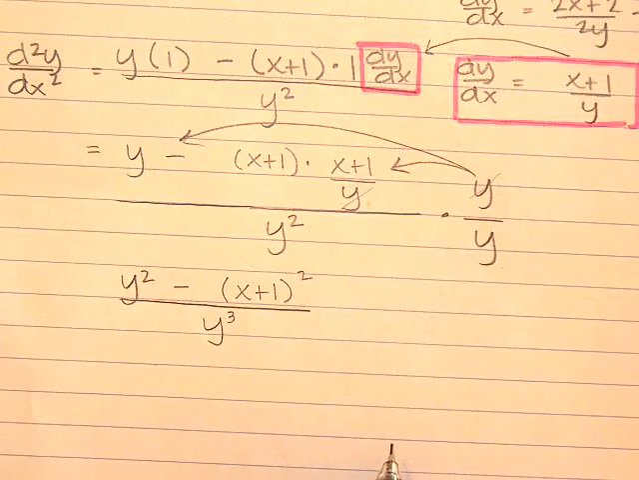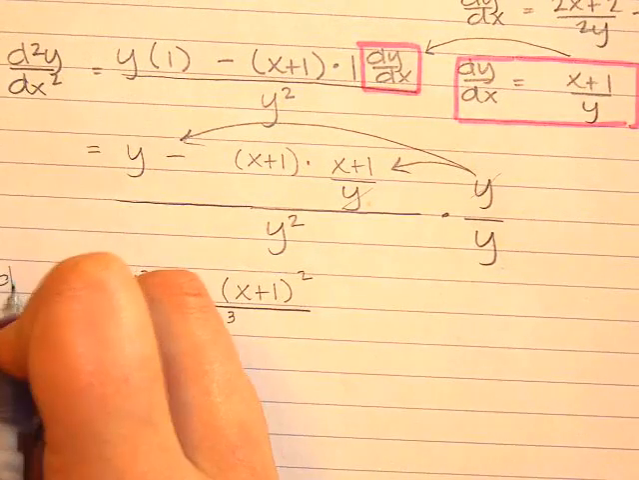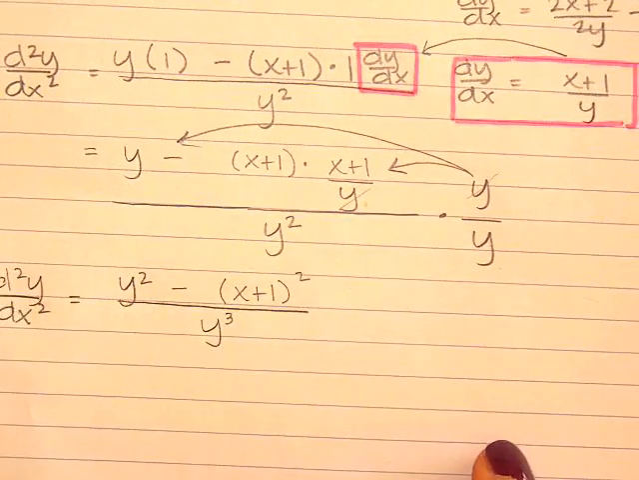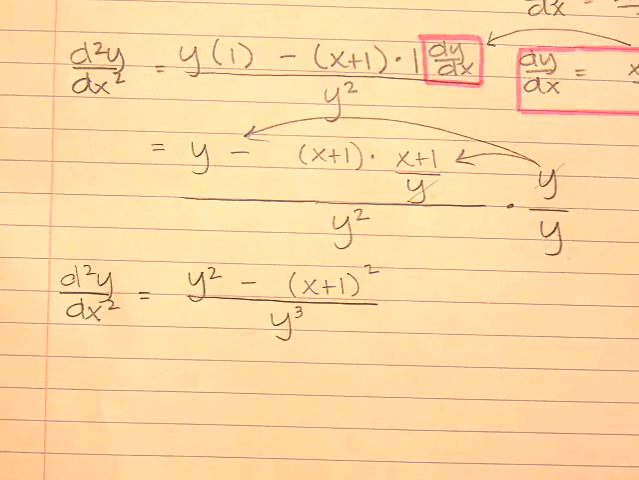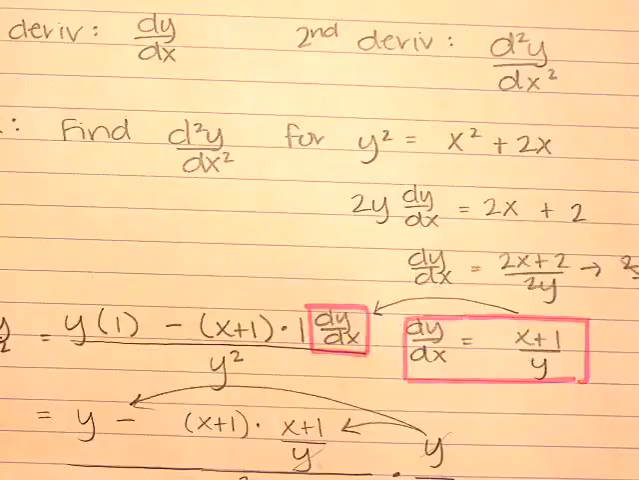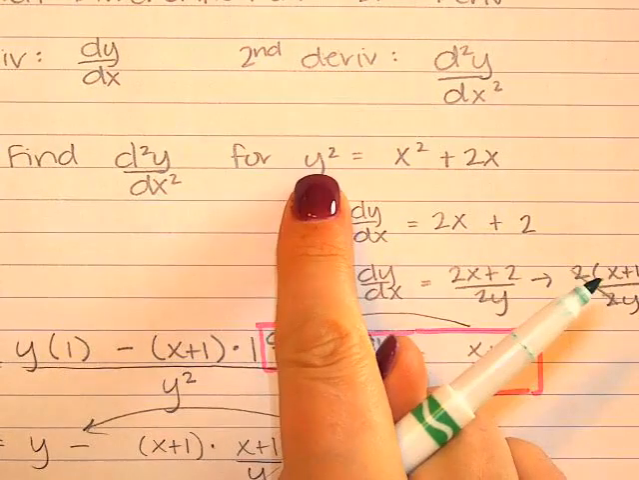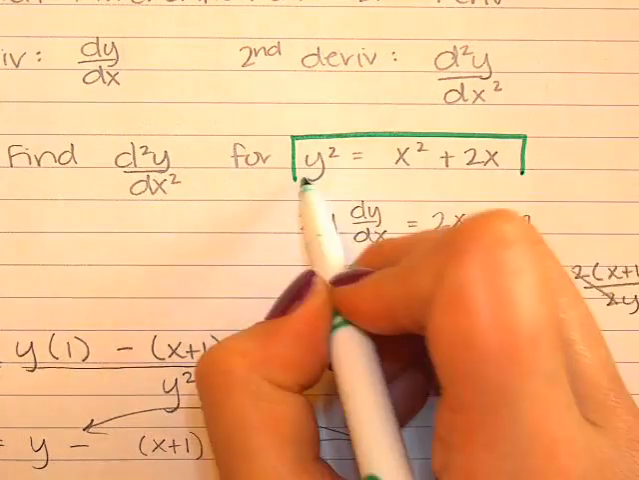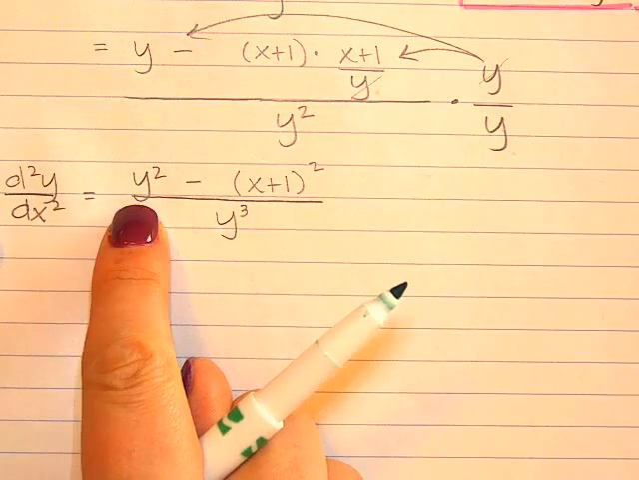All right. Now, before I decide that I'm completely done, I need to go back and look at the original function and see if there are any substitutions that can be made. This is the step that, if I was a student, I would forget. So if you look back at the original equation, it tells you that y squared is x squared plus 2x. And in your second derivative right now, we have a term that says y squared.